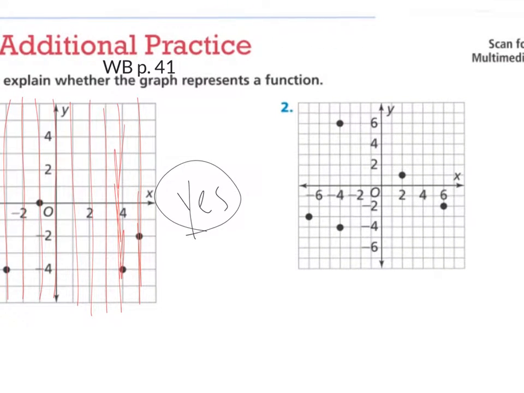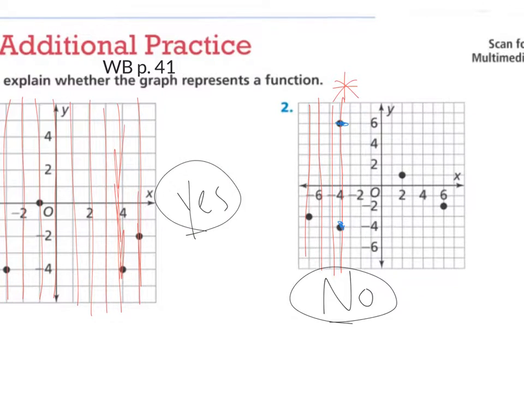Okay, number 2. No, why not? Good. So we're okay starting out. Okay, okay, not okay. So right here you can see that's crossing through -4, 6 and -4, -4. That's like our same ingredients making cookies and meatloaf. So that is not a function.